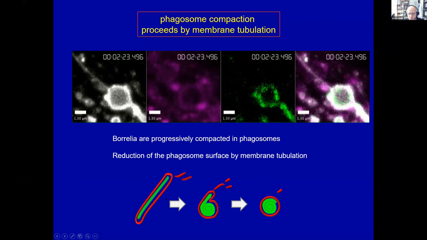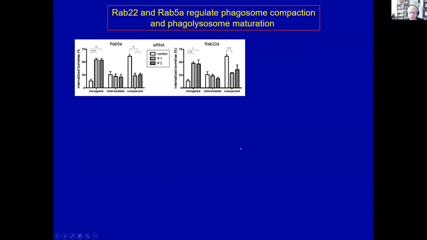So you get a gradual compaction from an elongated phagosome into this sphere-like globular compacted form by successive extrusion of membrane material and progressive shrinking of the Borrelia-containing phagosome. That is why membrane tubulation events really captured our attention. And what Xenia could also nicely show is that these compaction events are very much decreased when, for example, you delete, or knock down by siRNA, the RAB5A in the cells.